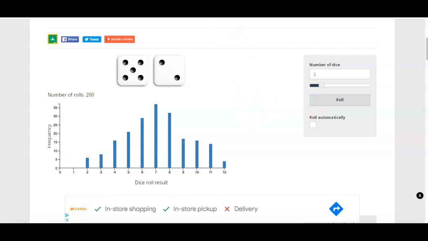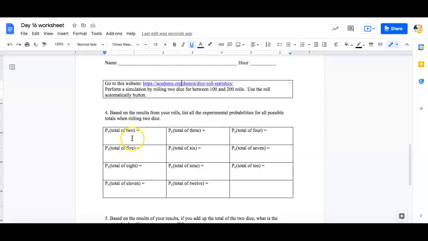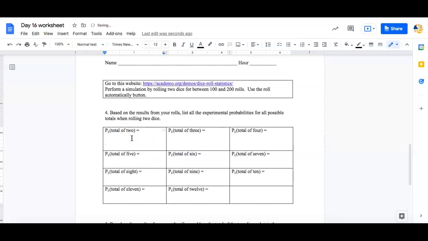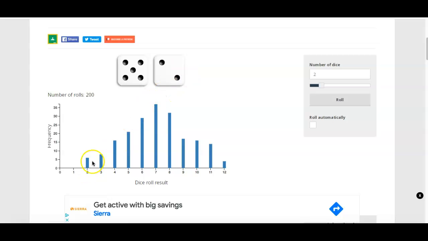All right, so go back to our worksheet. Guys, this bottom part then, so every number on the bottom here, the denominator is 200. That was my total number of trials. And the total of 2, just kind of eye it up. Just kind of look at it. Let's take a look at it. 2 looks like it happened just over here about 6 or 7 times. I'll say 7.